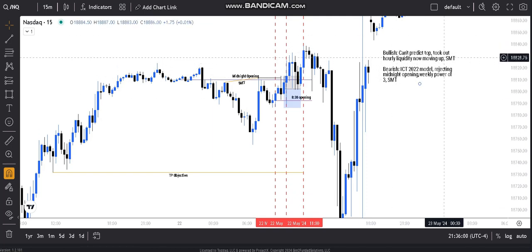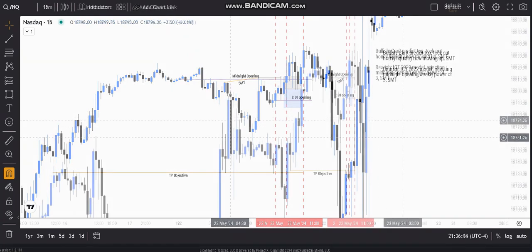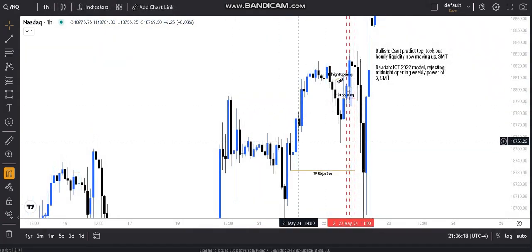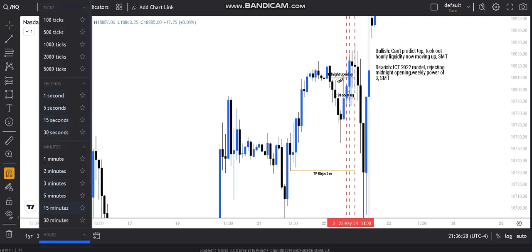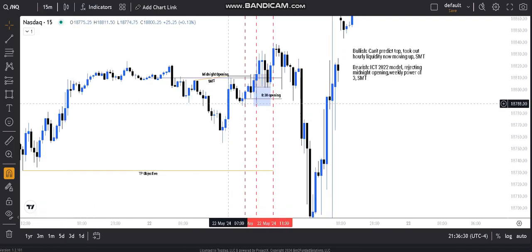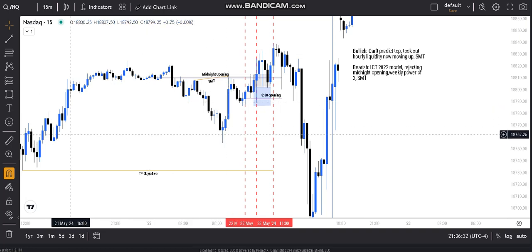Number two, we took out hourly liquidity and now we're moving up. So let's see what that means. On the hourly time frame, as you can see right now, I'm on it. This 2 o'clock low right here from yesterday, we took that 2 o'clock low liquidity, and pre-market we were already in a move up, and we had already displaced up with the 15-minute time frame. As you can see right here, this was displacement. I cannot talk. Oh my god!